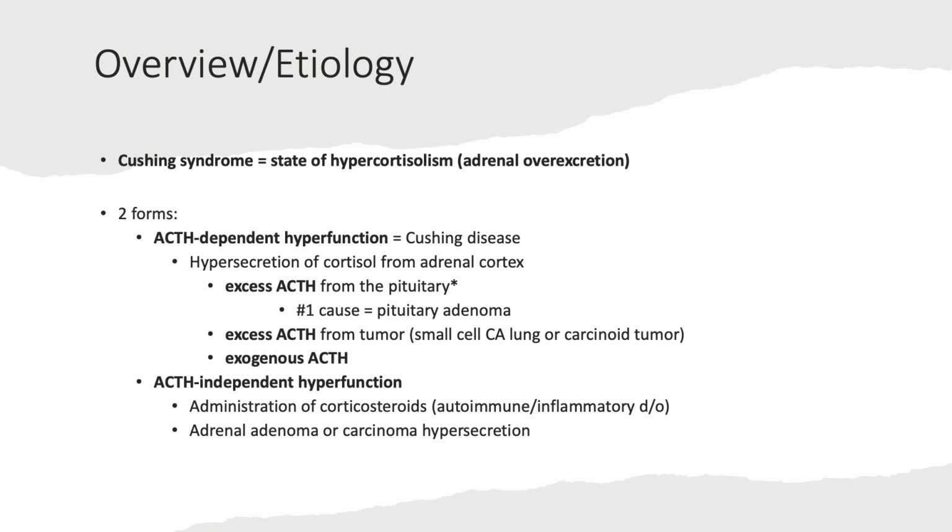The other form of Cushing syndrome results from ACTH-independent hyperfunction, okay? This is independent of the pituitary. So either we're giving the patient steroids to help with their autoimmune disease or an inflammatory disorder over a chronic period of time, or the adrenal gland itself is hypersecreting because it has a tumor within its own organ, okay? And again, there can be a carcinoma hypersecretion of ACTH and cortisol itself.